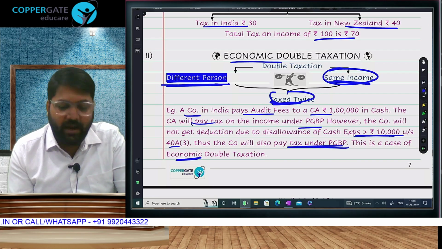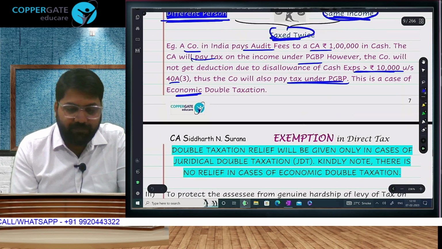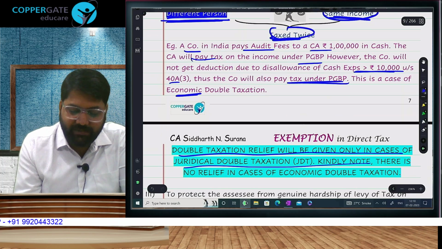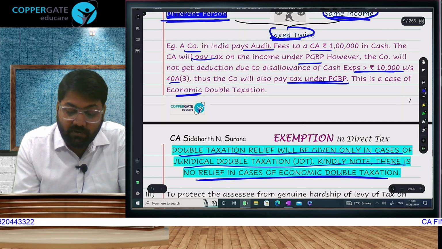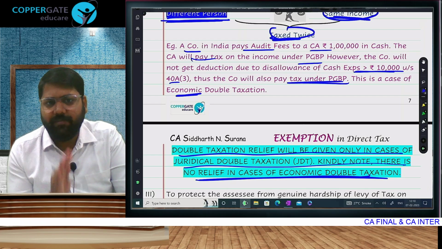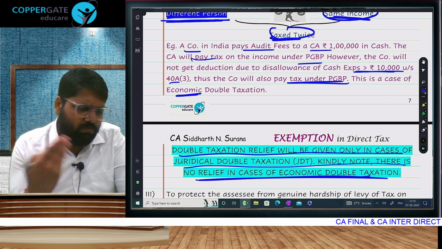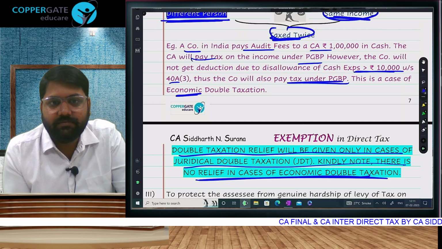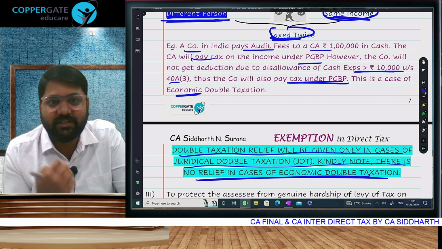Different people. And ladies and gentlemen, very important to note, double taxation relief will be given only in cases of juridical double taxation. There is no relief in cases of economic double taxation. Economic double taxation, no relief. Logically not. Logic number 1, it's punishment in nature. It's a violation, that is why double taxation came.